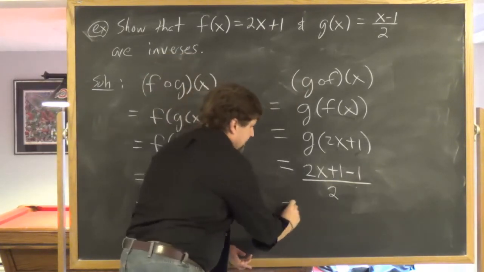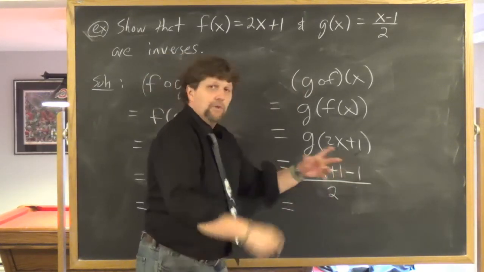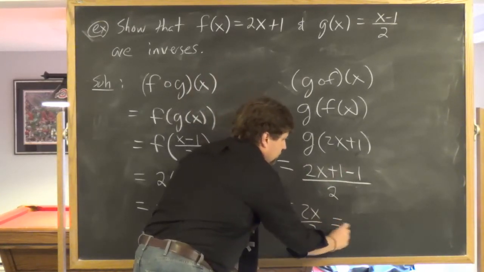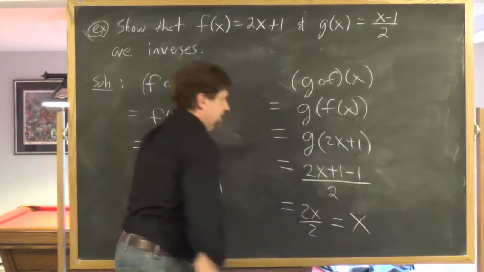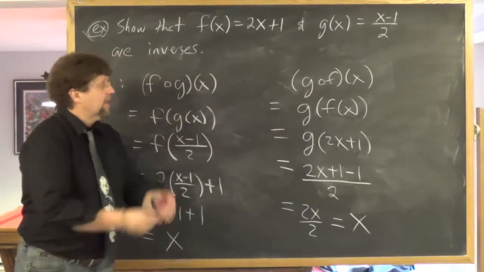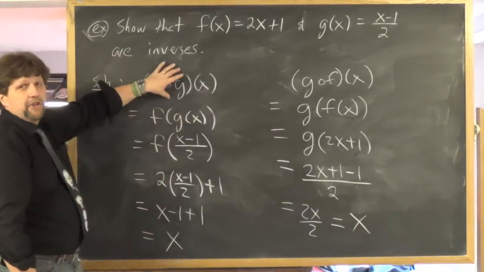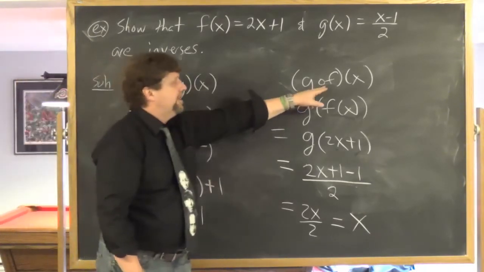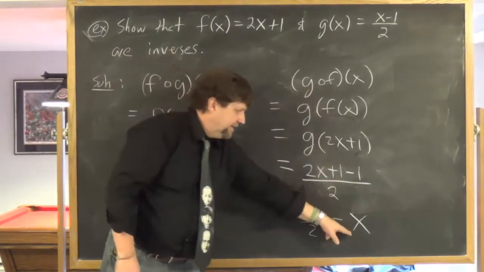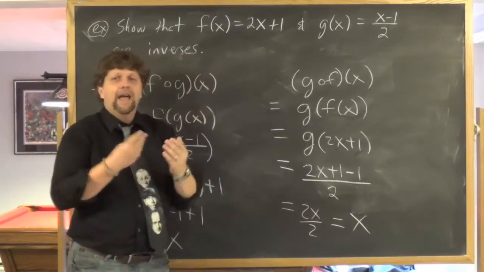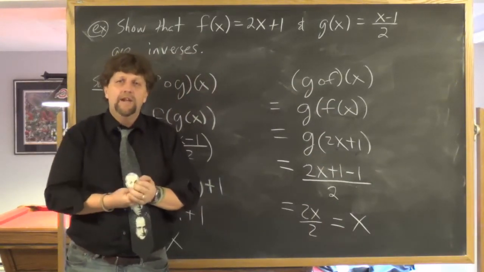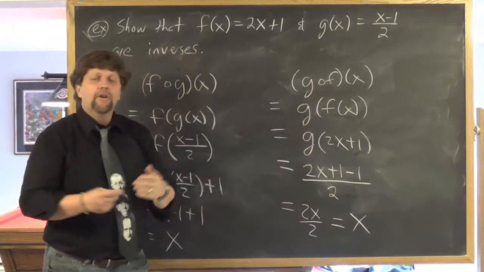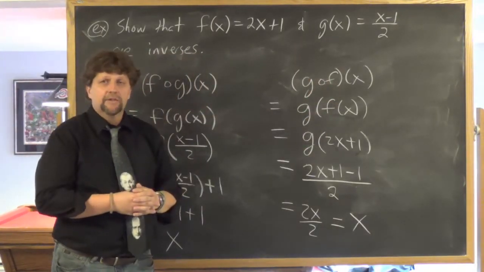And then clean this up. 1 minus 1 is 0, so you have 2x over 2. That simplifies down to x. So f composed with g of x simplifies to x. g composed with f of x simplifies to x. At this point in time, we know function f and function g are inverse functions.